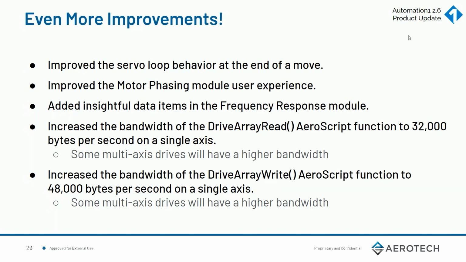In addition, the bandwidth of the drive array read function has now been increased to 32,000 bytes per second on a single axis. Some multi-axis drives will have a higher bandwidth. Similarly, the drive array write function has had its bandwidth increased to 48,000 bytes per second on a single axis.